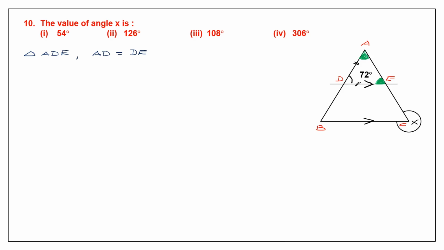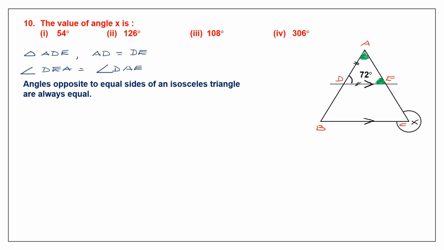That is, angle DEA is equal to angle DAE. And what is the reason? They are angles that are opposite to equal sides of an isosceles triangle, and they're always equal. Let's name those two angles as angle Y. So this is Y and this is also Y.